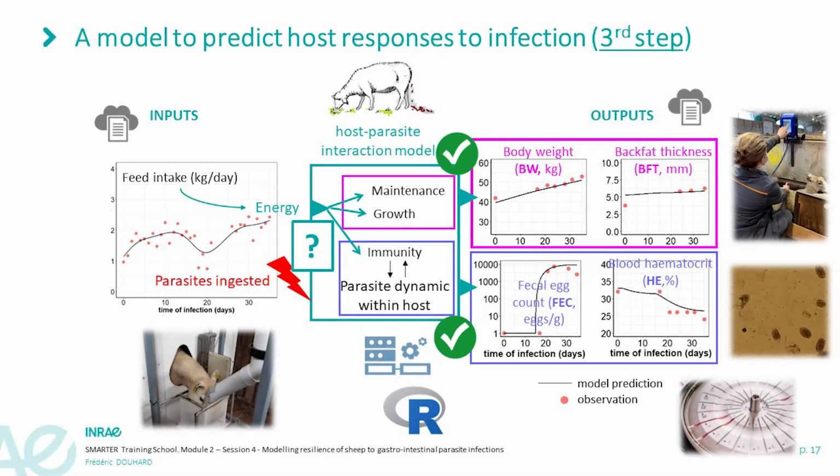So far we have done this step, so steps 1 and 2. But still there is something that is missing in this model, if you have followed. This arrow, which is the energy that is going from intake to immunity. So this is the final step.